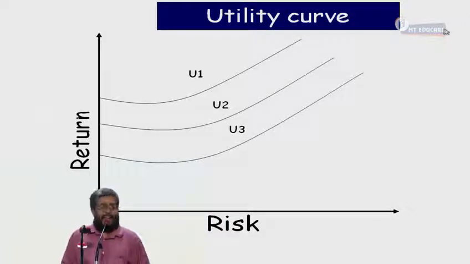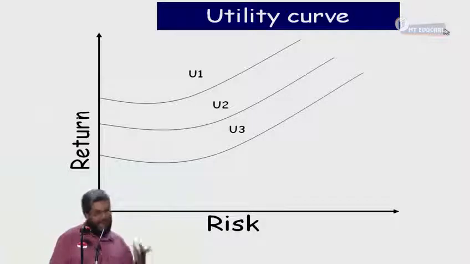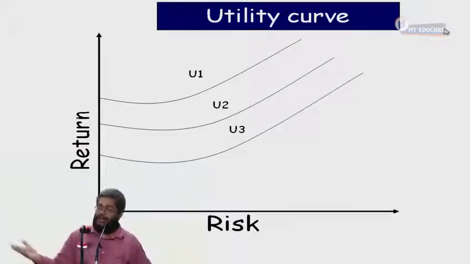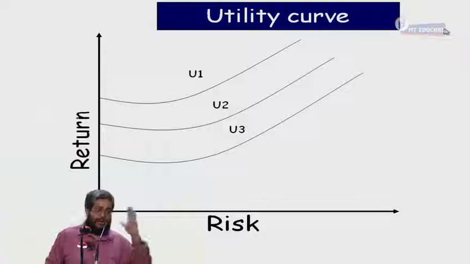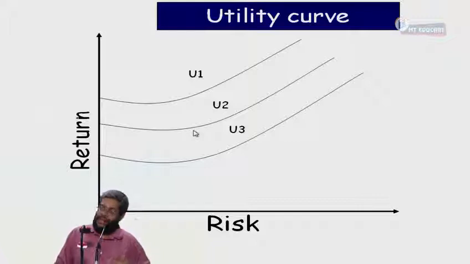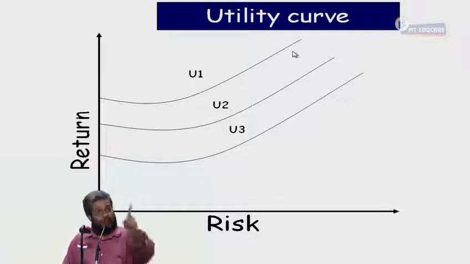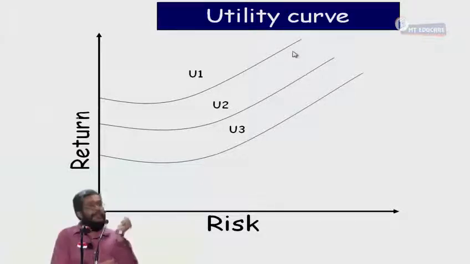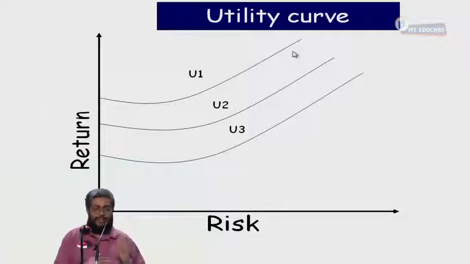An investor can have 3 utility curves. For example, you can even have 4 or 5. Suppose here we have 3 utility curves. Please listen here. Curve 1 will give him the maximum satisfaction, curve 2 the next, and curve 3 the third level. But all the points on a curve give the same satisfaction. This is the first observation.